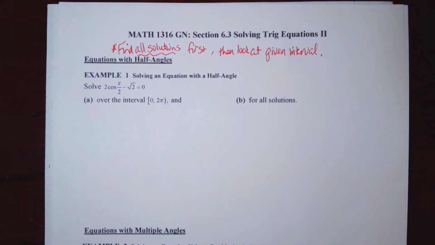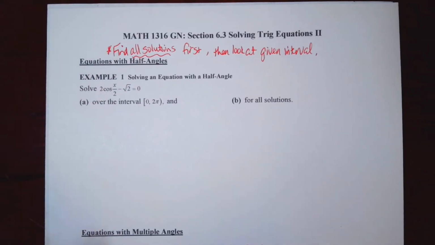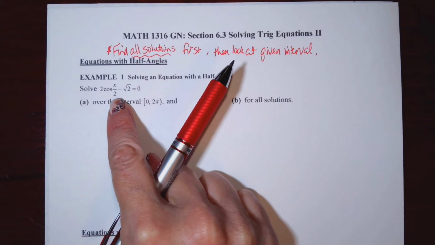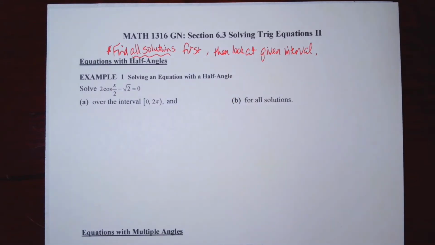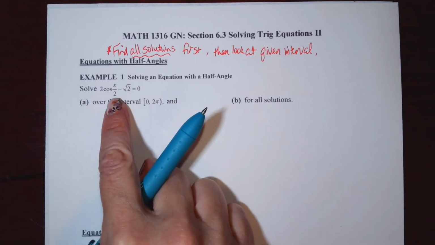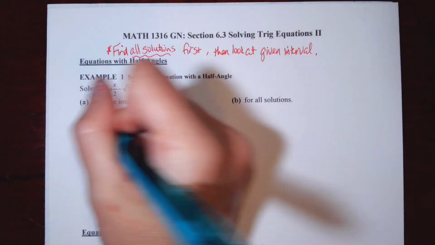Okay, so example 1, we're solving an equation with a half angle. Right here in your argument, you see that we have x half. So we have in our mind half angle identities, but we're not going there. We're going to make sure that we adjust our solution statement to take that x half into account. Okay? So let's start with our equation.